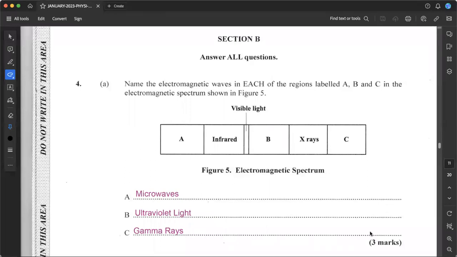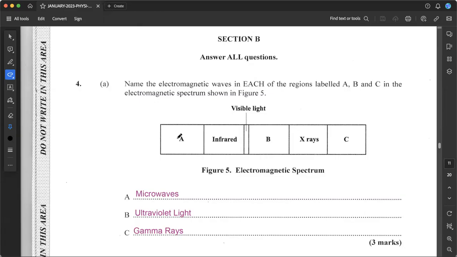Okay, everyone, let's do this question on electromagnetic waves and the diffraction, refraction, and reflection of waves in this past paper here. This is from January 2023. This is a CSEC physics paper, right? So this is question 4 on that paper, and it's asking us to name the electromagnetic waves in each of the regions labeled A, B, and C in this version of the electromagnetic spectrum that they've shown here in this figure, right? So first, let's look at A.